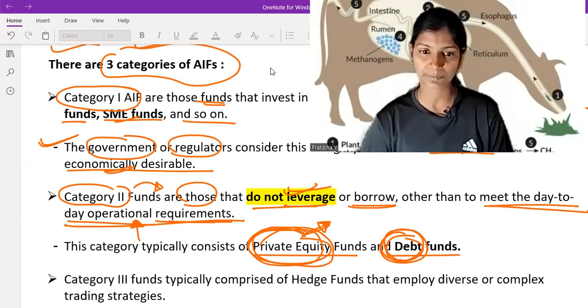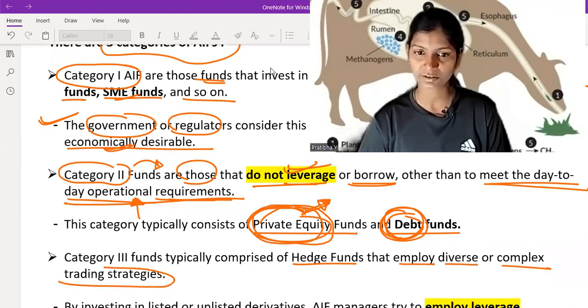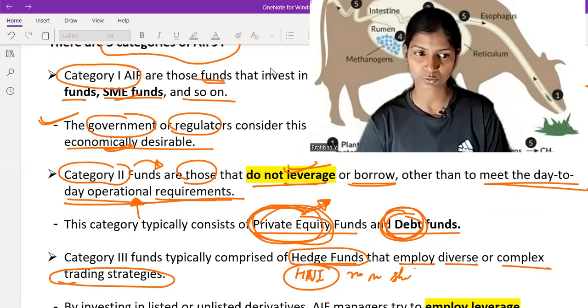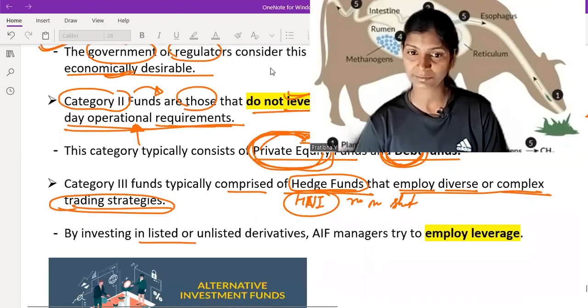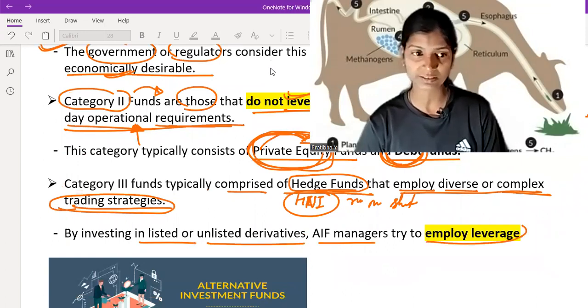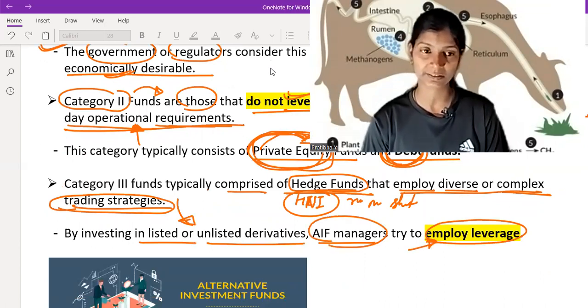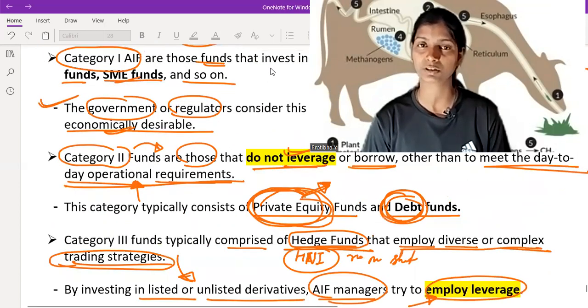Category 3 funds typically comprise hedge funds that employ diverse and complex trading strategies. Hedge funds mean high net worth individuals investing in this category, and they require more money in a short-term period. By investing in listed or unlisted derivatives, AIF managers try to employ leverage. In category 3 they try to employ leverage, but in category 2 they do not leverage any money; they just take debt for their day-to-day activity.